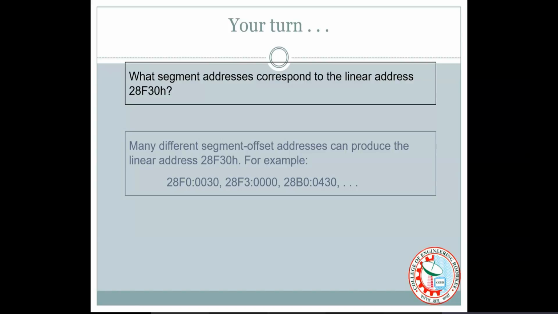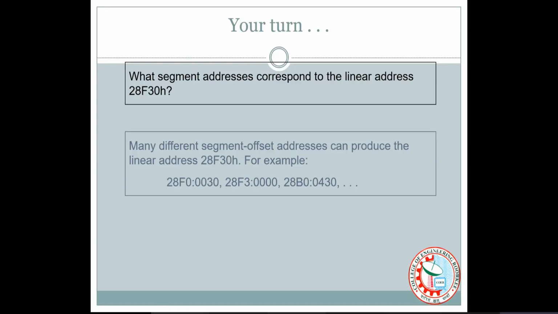Sir, how is this divided in ratios like that? Sorry? Yeah, 28F0, then 0030, how is it divided? It's not divided. I'm just asking. You have a linear address. Linear address means the physical address. Now listen to me first.